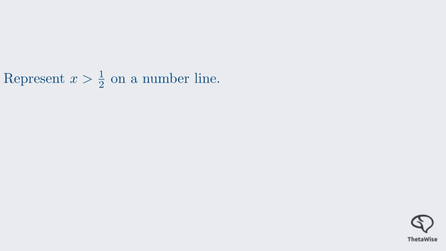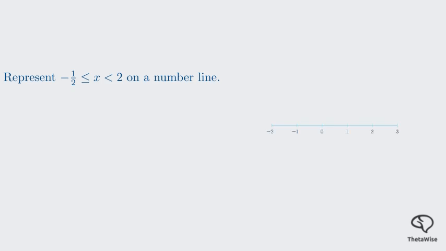Now, what if the inequality includes the number itself? Consider the inequality negative 1/2 is less than or equal to x, and x is less than 2. This is a compound inequality. Let's break it down. For negative 1/2 is less than or equal to x, the number negative 1/2 is included. When a number is included, we represent it with a closed, or filled, circle. So we draw a filled circle at negative 1/2.